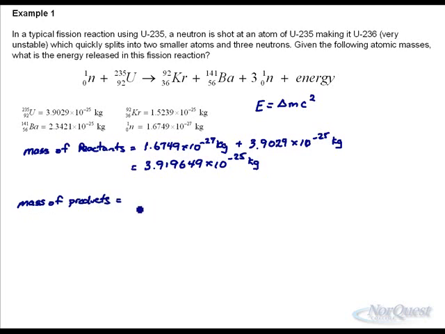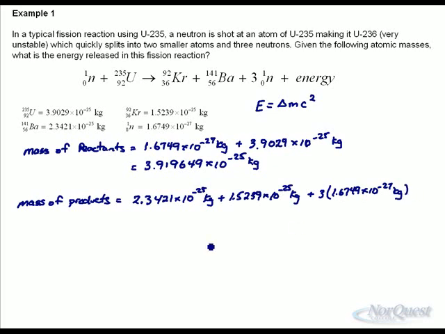That's going to be barium, so it's going to be 2.3421 times 10 to the negative 25 kilograms, plus krypton, 1.5239 times 10 to the negative 25 kilograms, plus 3 times a neutron, 1.6749 times 10 to the negative 27 kilograms. Remember, there's 3 neutrons here. So let's add those up.